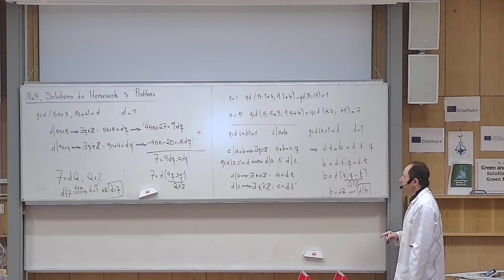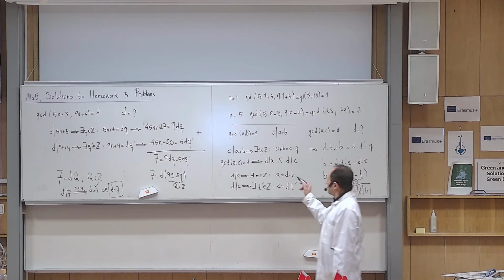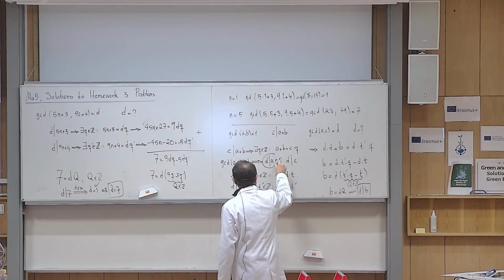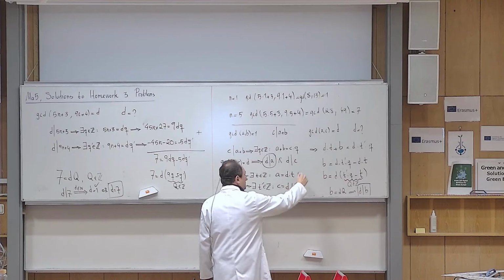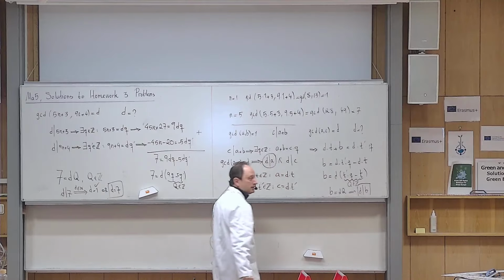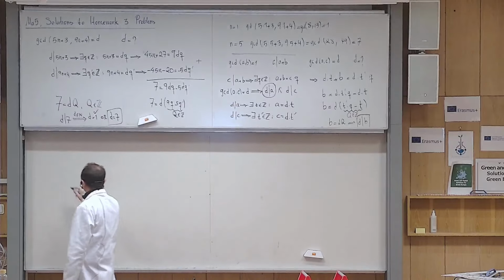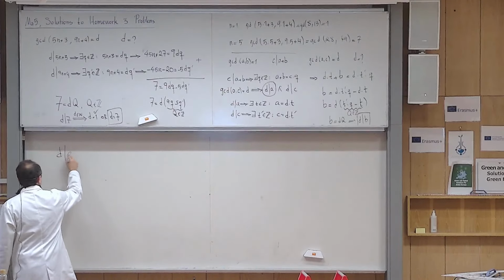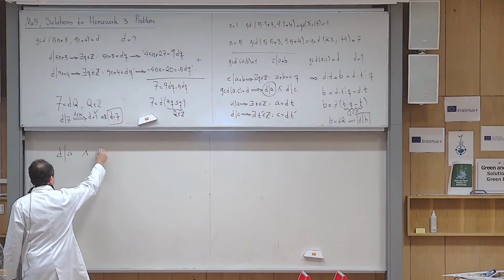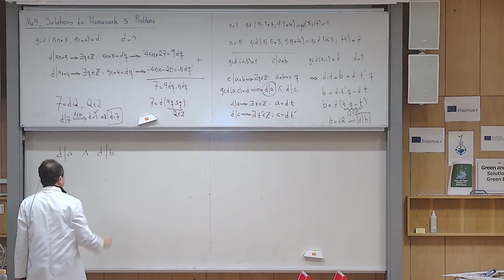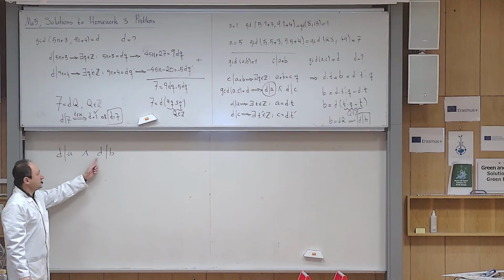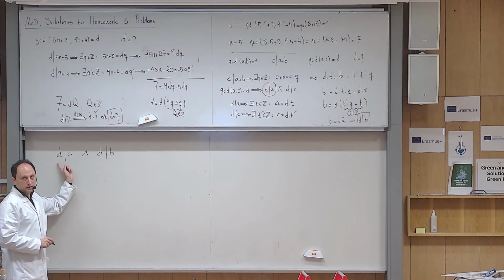Okay? But now look, d divides a. Using this argument, I also realize d divides b. So let me write it here. What I know is that d divides a. I now showed that d also divides b. So what does it mean? It means d is a common divisor.